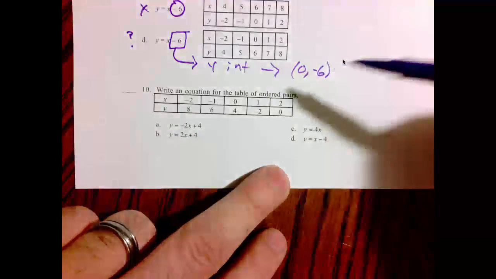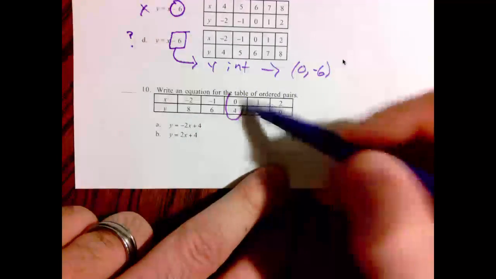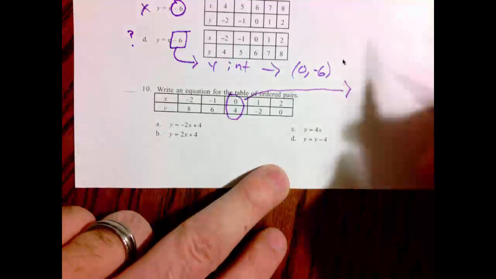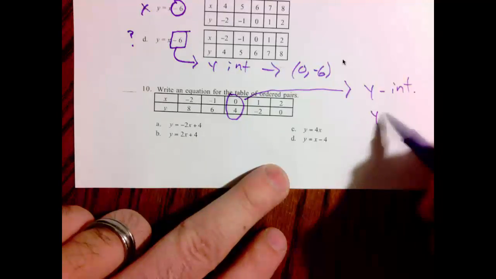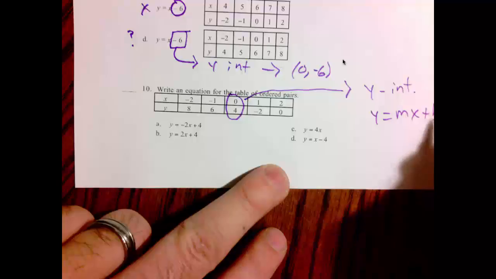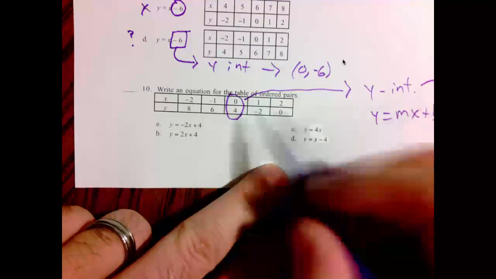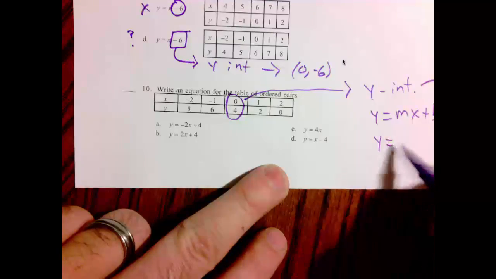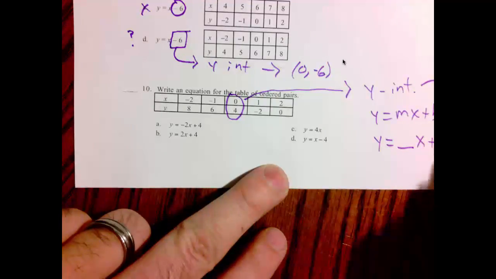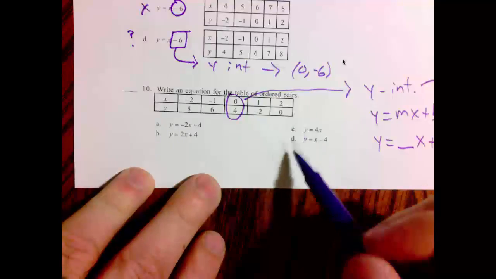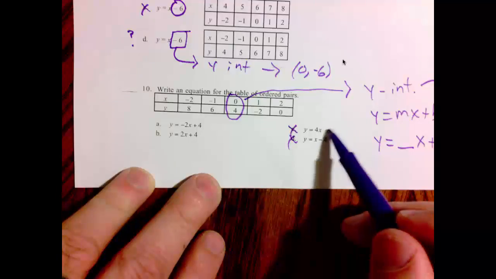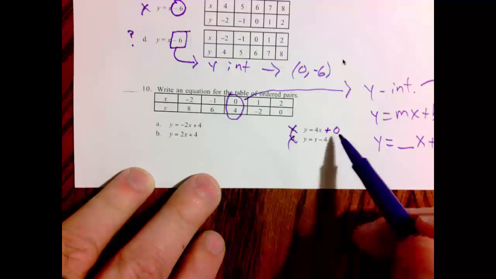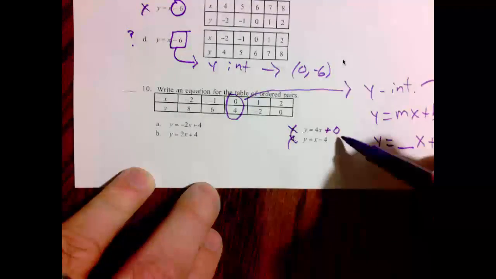Number 10, write an equation for the table of ordered pairs. Well, one thing I see right away is 0 pairs with 4. That is my y-intercept. In the equation y equals mx plus b, the y-intercept, which is b, in our case is going to be 4. So this is going to be y equals something times x plus 4. That would eliminate both C and D. This one has a y-intercept of negative 4. This one has a y-intercept of 0.